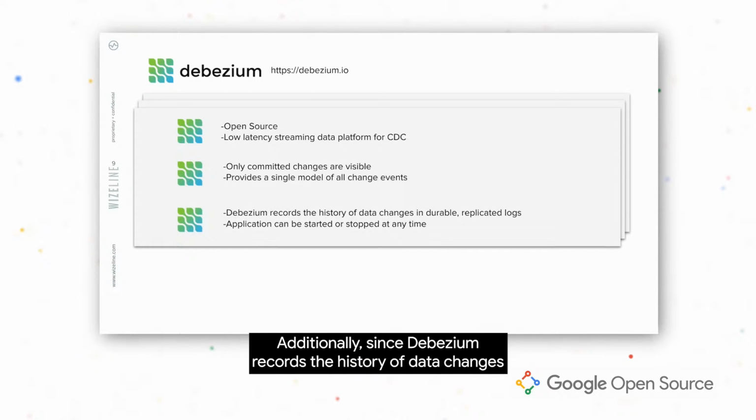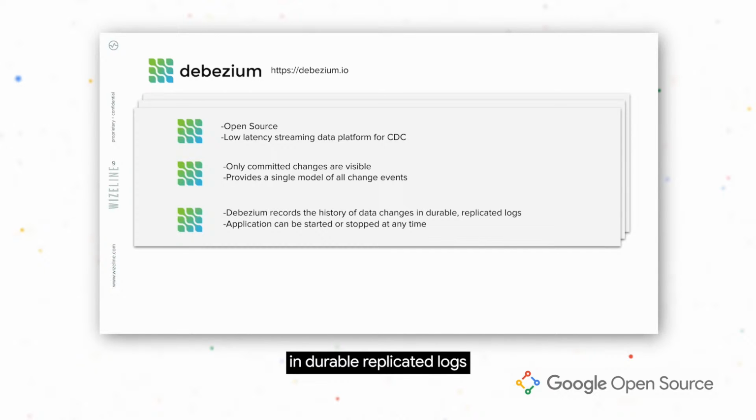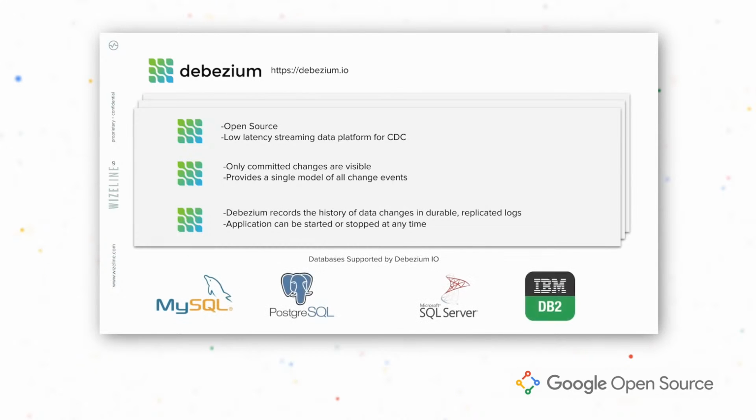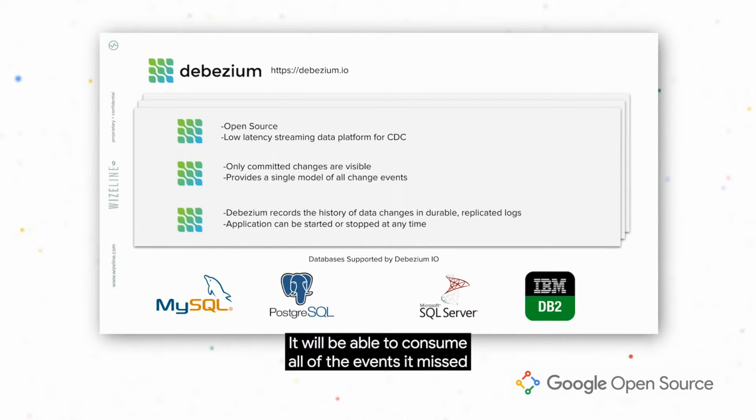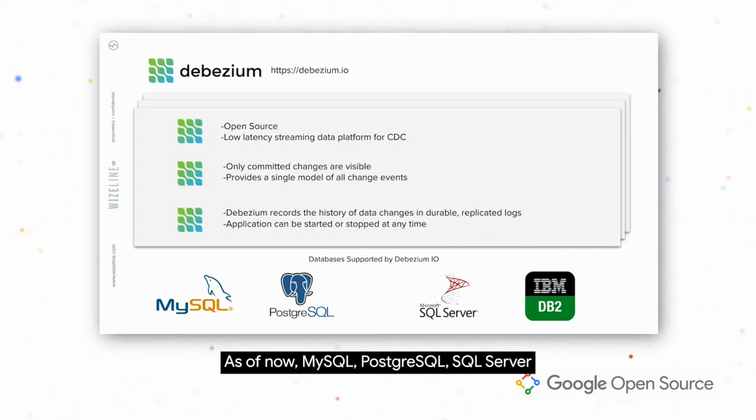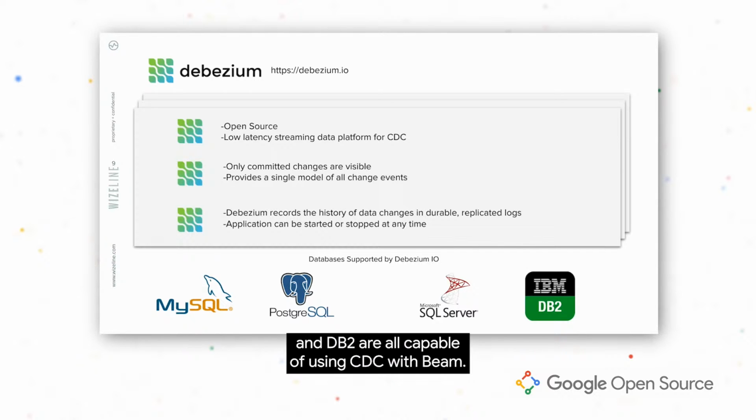Additionally, since Debezium records the history of data changes in durable replicated logs, your application can be stopped and restarted at any time. It will be able to consume all of the events it missed while it was not running, ensuring all data are processed correctly and completely. As of now, MySQL, PostgreSQL, SQL Server, and DB2 are all capable of using CDC with Beam.